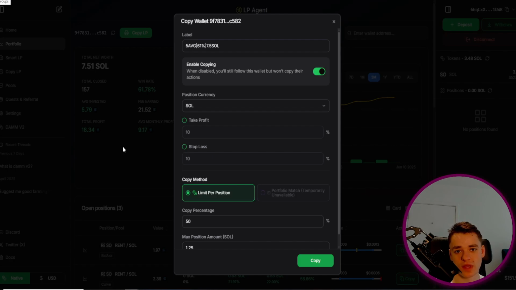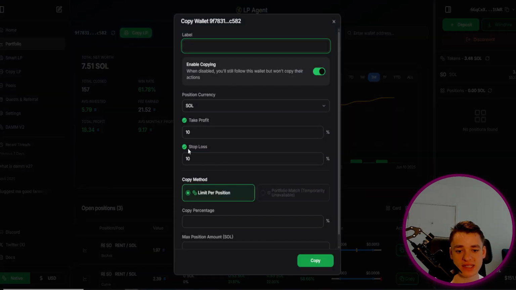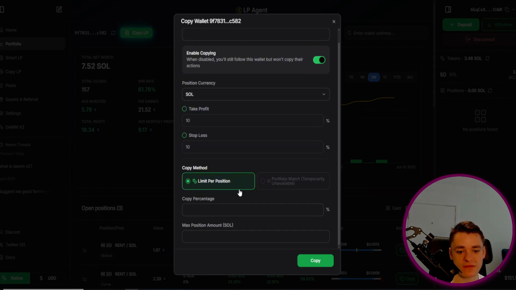Now, when it comes to copying wallets, and this is the same across many bots, you have these percentages and you can set take profit and stop loss. For LP Agent, I would disable these. I would set limit position, and for the copy percentage, you're going to want to look at their balance, your balance, and what they're averaging in their position. So I can see 2 Solana, 2.3, I can see they have 7.5. So I have about 50% of their balance. So for positions, I want to enter 50%. So when he enters with 2 Solana, I enter with 1 Solana, most likely.